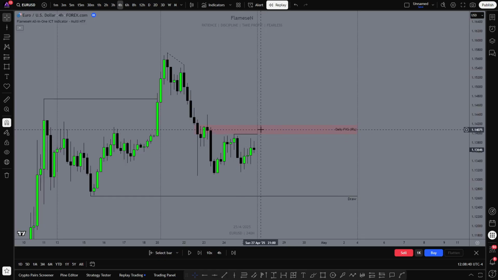My plan for Monday was clear. I wanted price to take out this range high, test the daily key level, and form the high of the week there. From that point, I wanted to see lower prices until we took out the higher time frame drawdown liquidity.